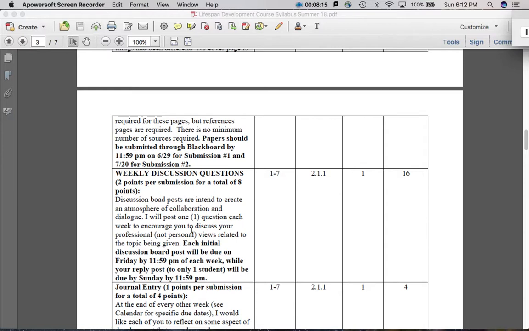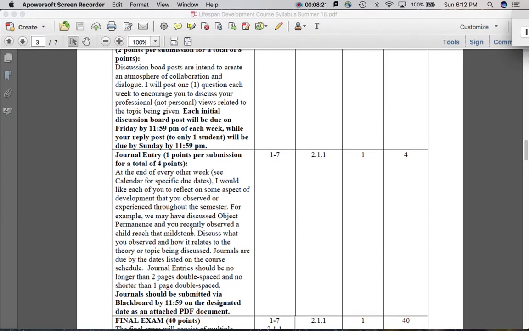Each one of those initial posts is going to be due on Fridays, and your replies are going to be due on Sunday nights. All right. Now, third, we're going to have these journal entry submissions. We're going to have 4 journal entry submissions, just about every other week. If you look on the calendar, you'll see the specific due dates.